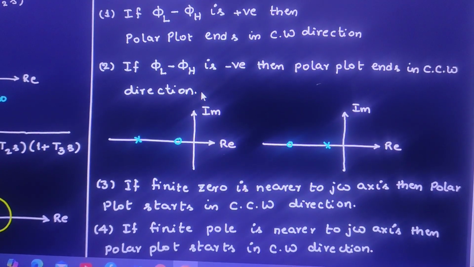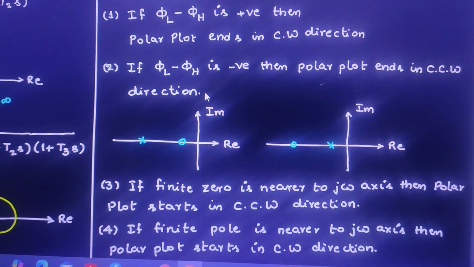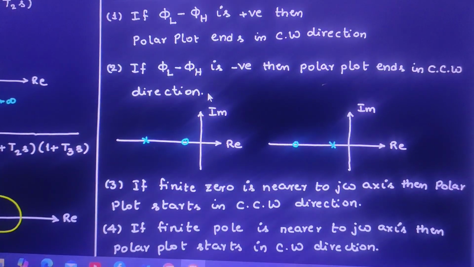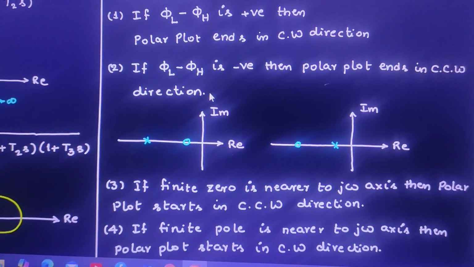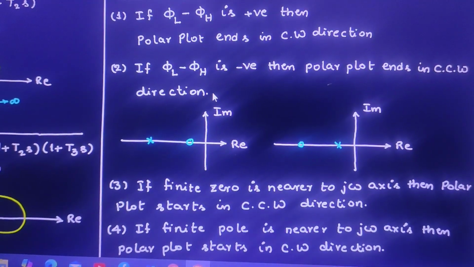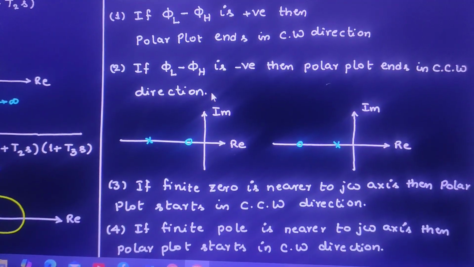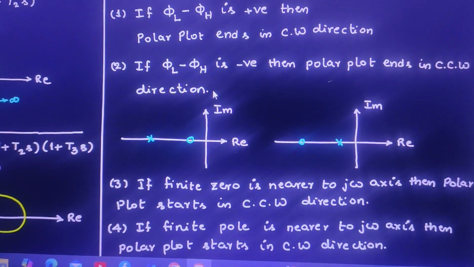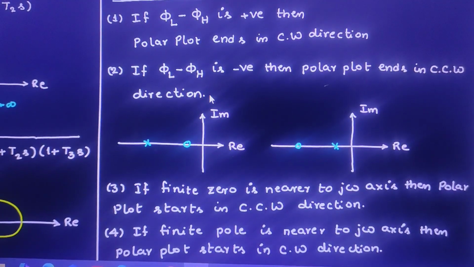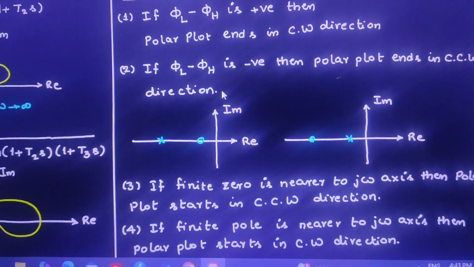Now third point, if a finite zero is nearer to the imaginary axis, then the polar plot starts in counterclockwise direction. If a finite pole is nearer to the imaginary axis, then the polar plot starts in clockwise direction. It represents the head of the polar plot, which we can also write as minus 90 degrees into p minus z.